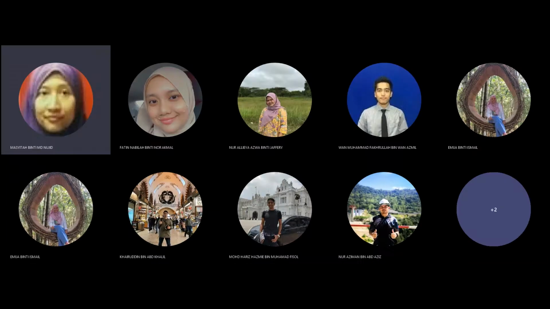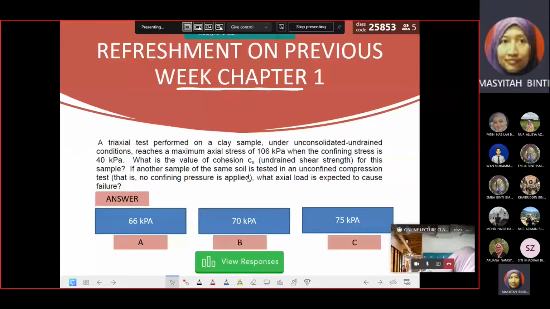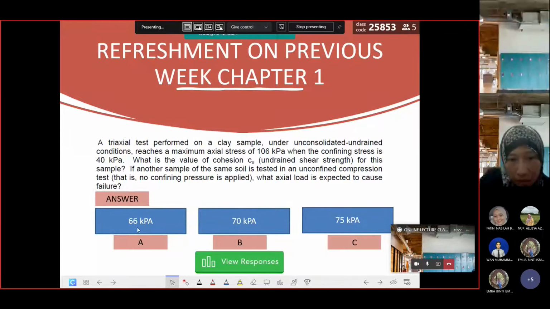Previous question, yeah, what is the best answer? Whether A 66 kPa, B 70 kPa or C 75 kPa. Okay, dalam kes ni you are given a problem yang mana maximum axial stress is 106 kPa and the confining stress is 40 kPa. What is the value of coefficient Cu for this sample?